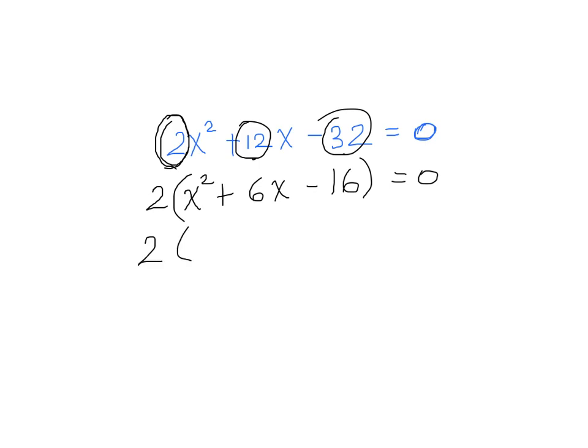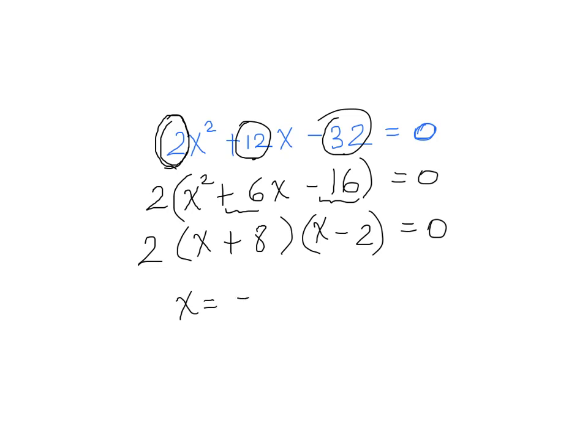So now we can factor by looking for the two numbers that multiply to get negative 16 and add to get 6. And our two numbers should be plus 8 and minus 2. So it's x plus 8 and x minus 2, and that's equal to 0. Which gives us that x is negative 8 and x is 2. As far as this number out here, well, that cannot be equal to 0 because it's 2, clearly. So we can ignore it at the end, and those are our answers.